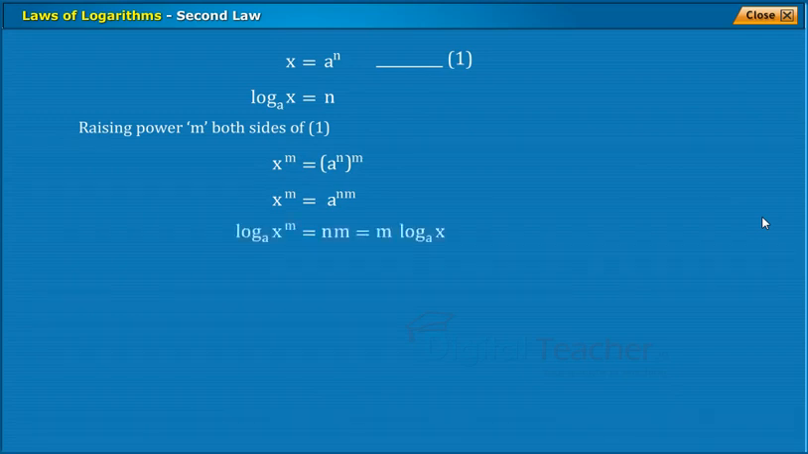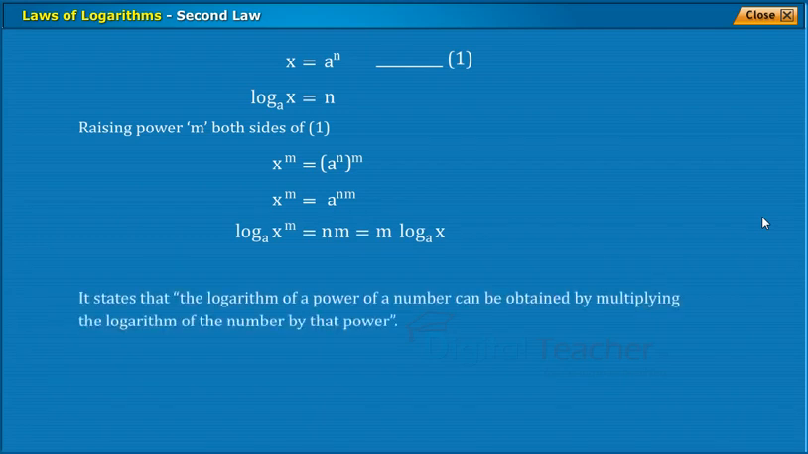Its logarithmic form is log x power m to the base a is equal to nm is equal to m log x to the base a. This is the second law. It states that the logarithm of a power of a number can be obtained by multiplying the logarithm of the number by that power.